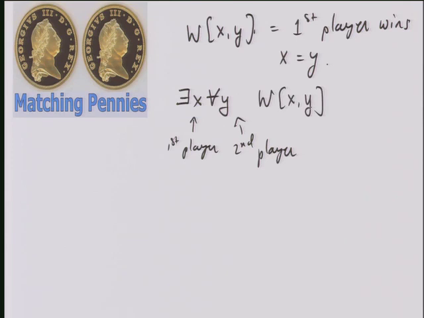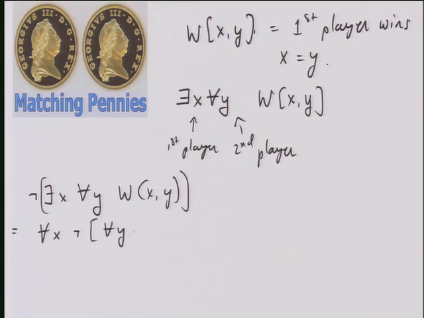Okay? What's the negation of that? So let's try it. So we'd say not there exists x such that for all y, w of x y. And our rule is that if you want to negate a quantifier, you flip it, and then you negate whatever is inside the quantifier. So when you negate the exists, you get for all x, not whatever is inside.